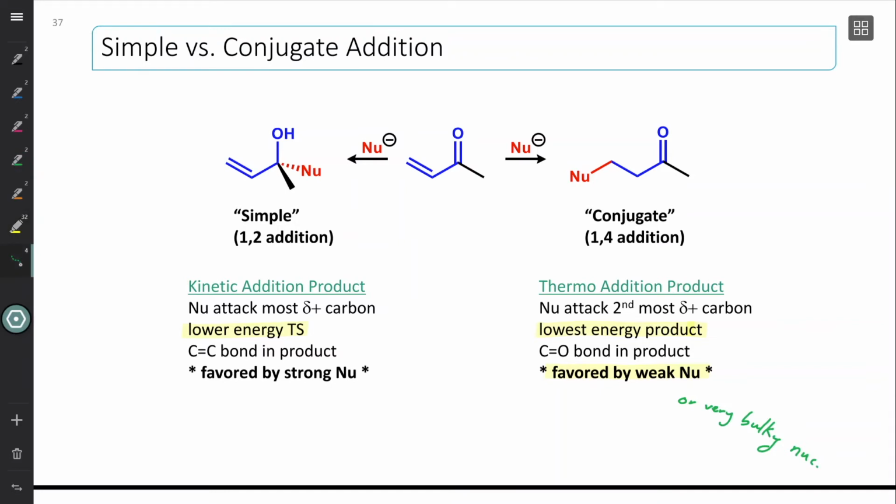The main thing to remember basically is that the weak nucleophiles and your enolates like to attack here at this secondary, at this partially positive carbon, whereas strong nucleophiles prefer to attack directly here at this electron deficient carbonyl.